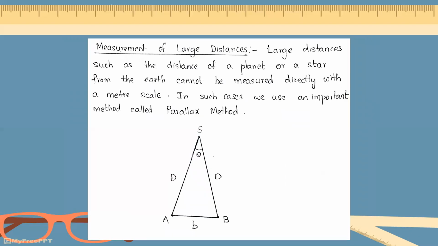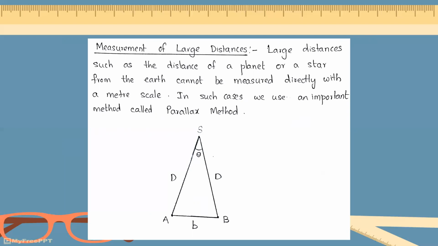Now, first let us take the topic of measurement of large distances. That means imagine the distance between Earth and the Moon. Let us take the distance between Earth and the Moon. I just gave you an example. This method can be used to find the distance of any planet or a star from the Earth, which cannot be measured directly with a meter scale.